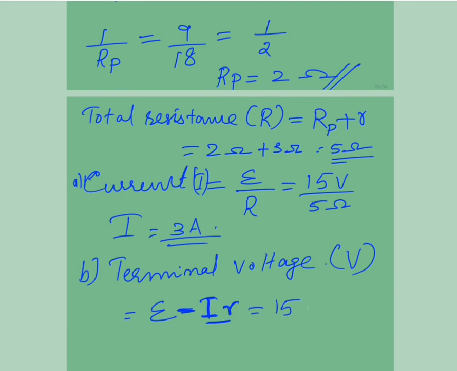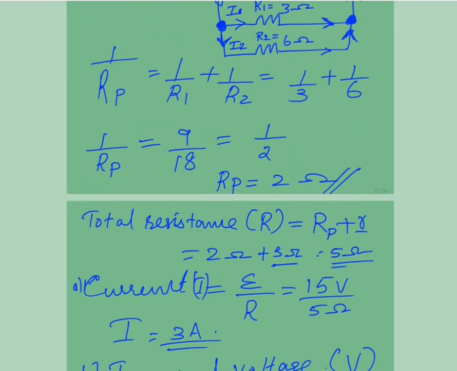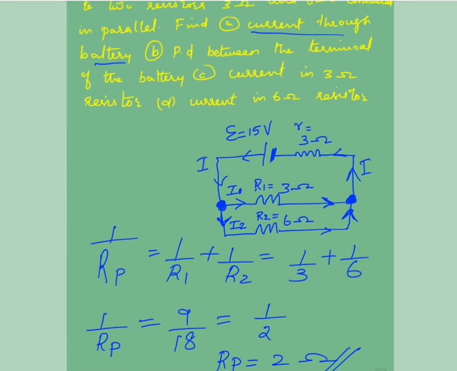That is 15 volt is EMF minus current I, that is 3 ampere, multiplied with internal resistance 3. So you get the answer as 15 minus 9, which is equal to 6 volt. So 6 volt is the voltage across the terminal, the terminal voltage of the battery. That same voltage will be across R1 and that will be across R2 also.